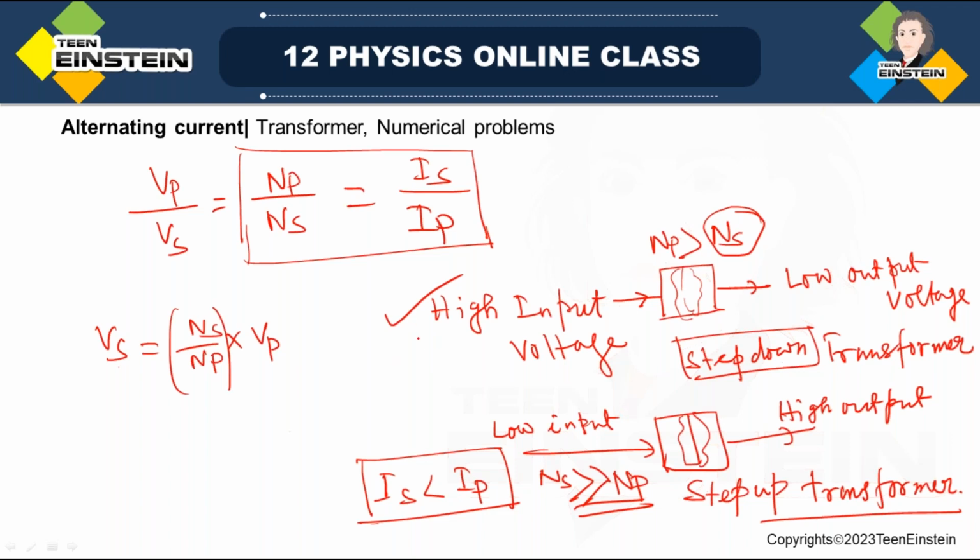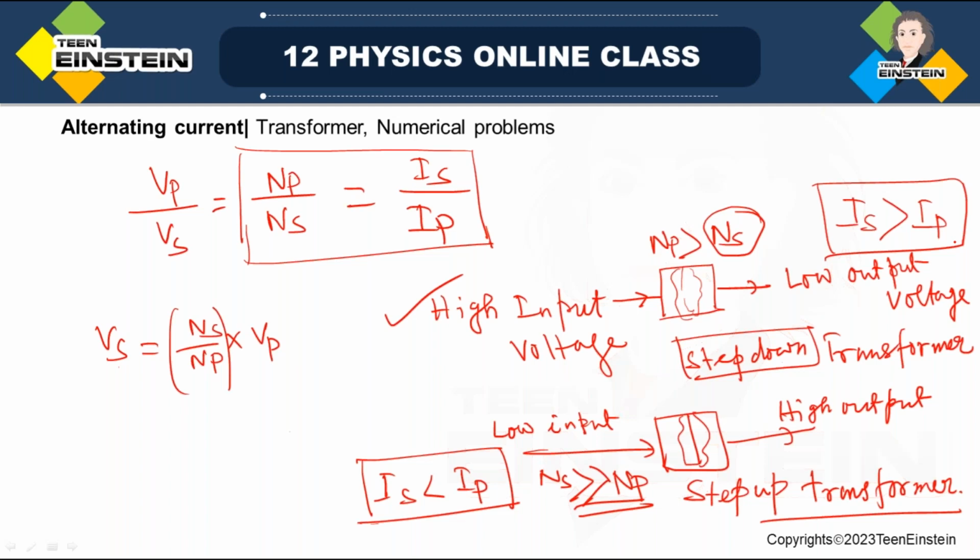And in the case of a step down transformer, since the number of turns in the primary is greater, the current in the secondary coil will be larger than the primary current. So this is all about the theory part.